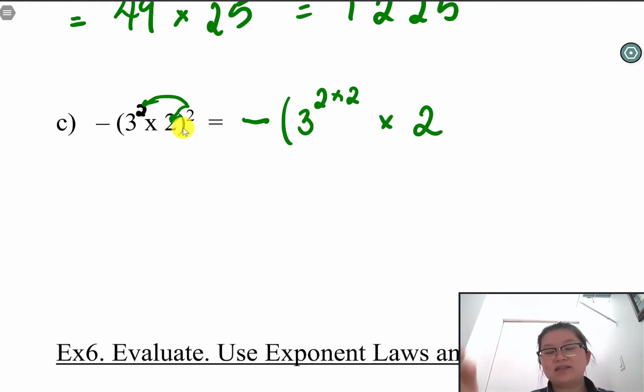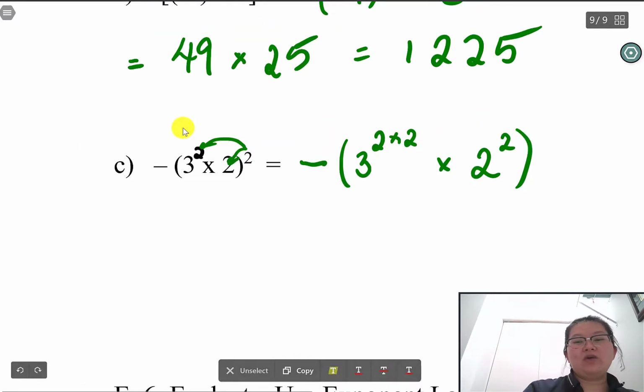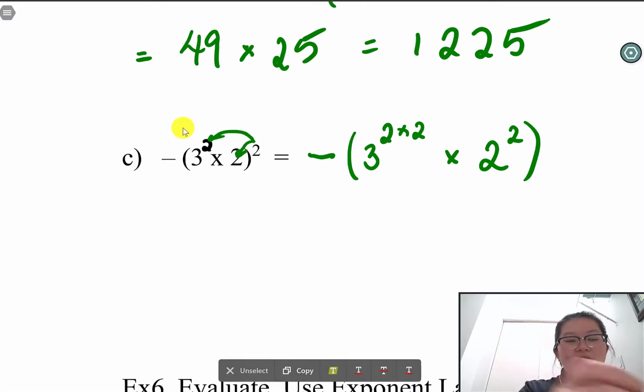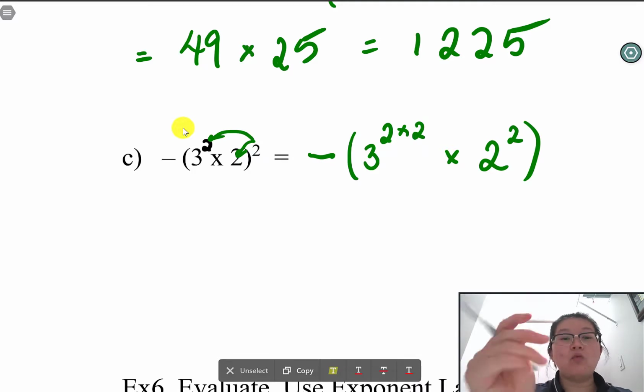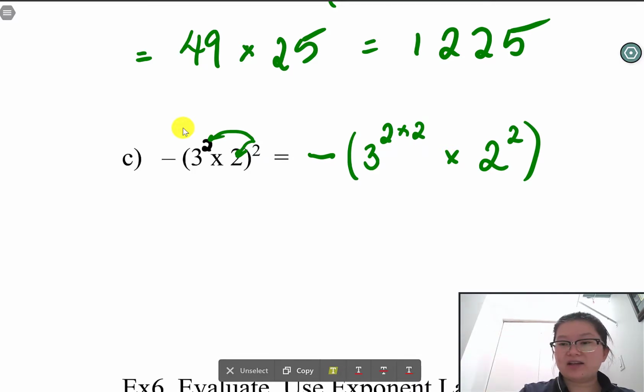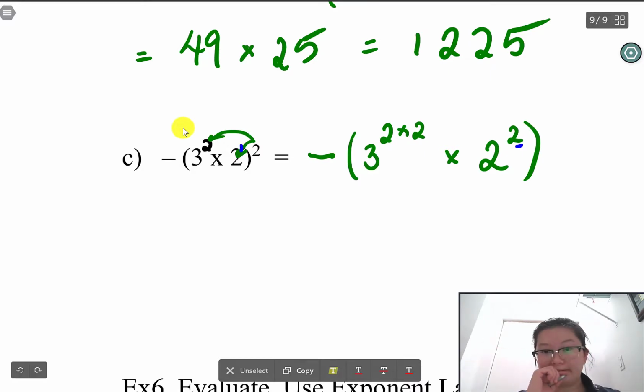Now, yes, I stick the 2 here for sure. You might be wondering why you can just do that. Well, think about it this way. Remember how any number without an exponent has an imaginary exponent of 1. So in fact, that 2 has an imaginary exponent of 1, in which 1 times 2 is just 2.